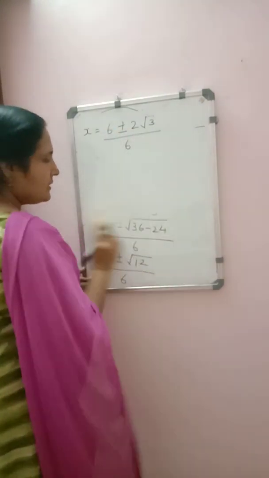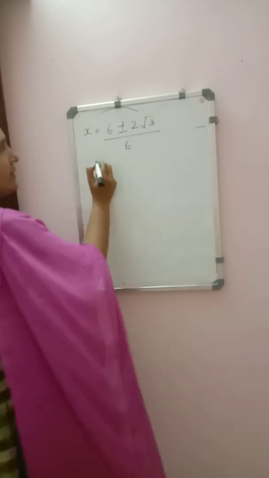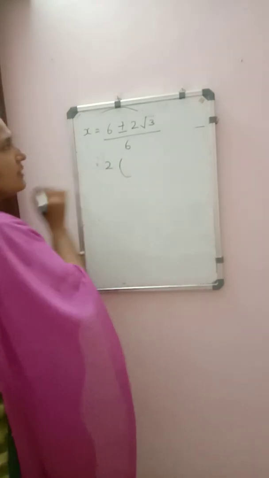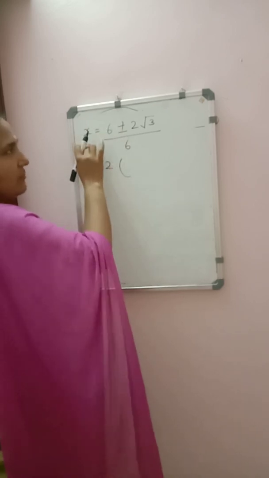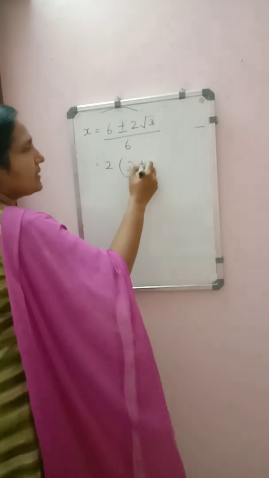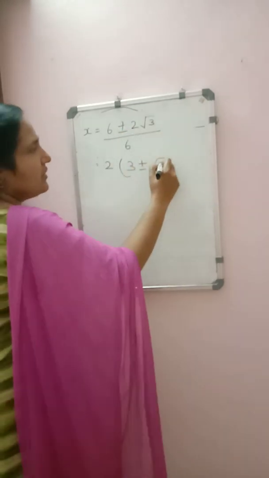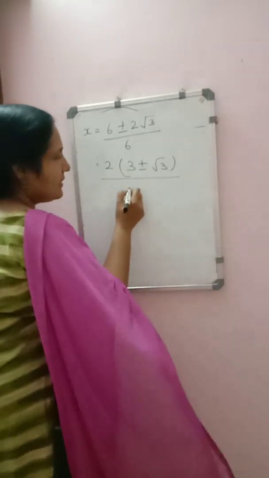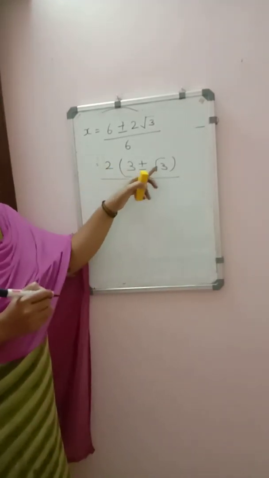Now in the numerator, in both the terms 2 is common. So we can take 2 outside. Taken 2 outside. Then inside the bracket, here 2 we have taken common. It is 2 into 3. So remaining is 3. Plus or minus, from here we took 2 common, so remaining is root 3 by 6. Now here 2 into 3 plus or minus root 3.